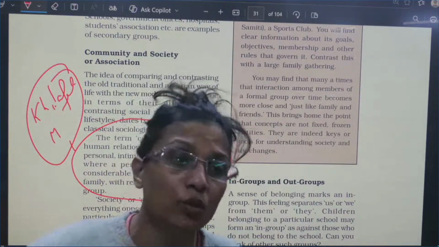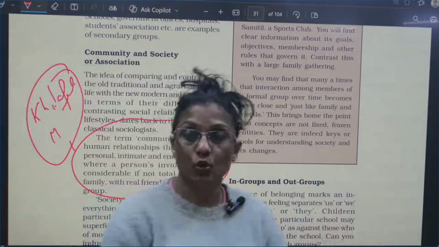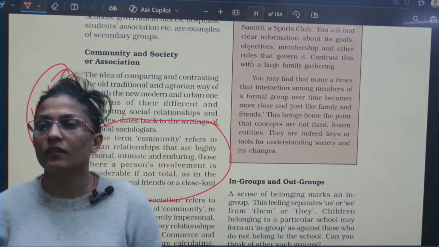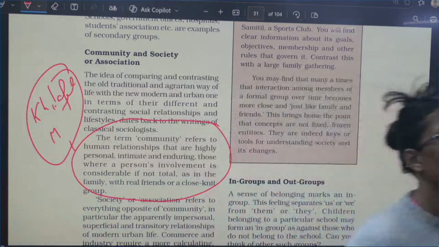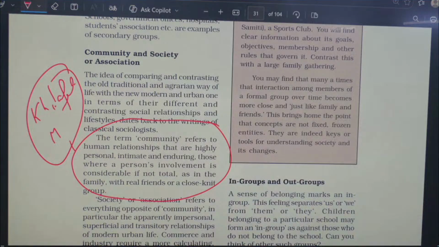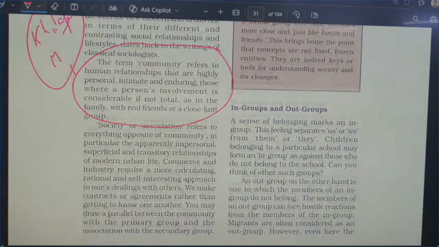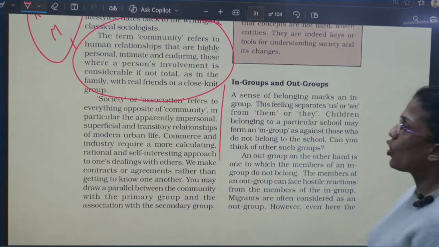We feel very close. For example, we are going to feel very close to NRIs. जितने भी NRIs हैं, उनसे we will feel close. So community, strong we feeling. The term community refers to human relationships that are personal, intimate. Society or association refers to everything opposite of community, apparently impersonal. Okay, commerce, industry.